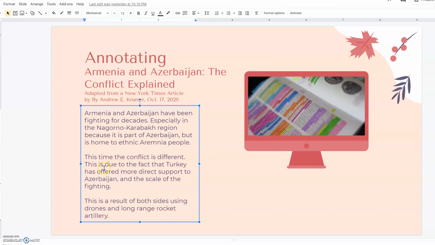This time the conflict is different. This is due to the fact, that's one of our words, due to the fact that Turkey has offered more direct support to Azerbaijan and the scale of the fighting. Okay, so due to the fact, our effect is the conflict is different.